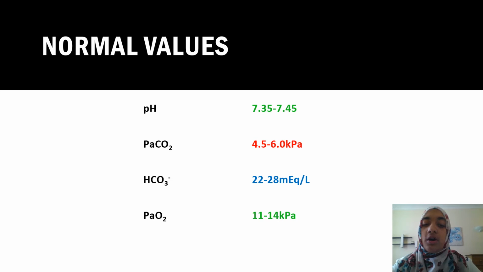We also measure the partial pressure of oxygen, or PaO2, which is between 11 to 14 kilopascals normally. It's generally accepted that if the PaO2 is less than 8, then the patient is hypoxic. And finally, we also measure lactate, which is a measure of the amount of lactic acid in the body, which indicates the amount of anaerobic respiration, and is normally between 0.4 to 1.5 millimoles per litre.